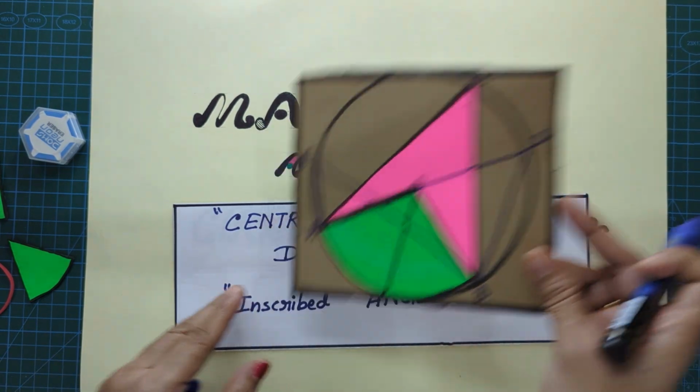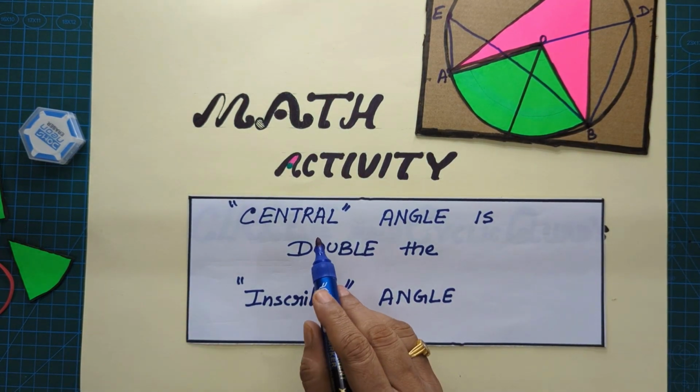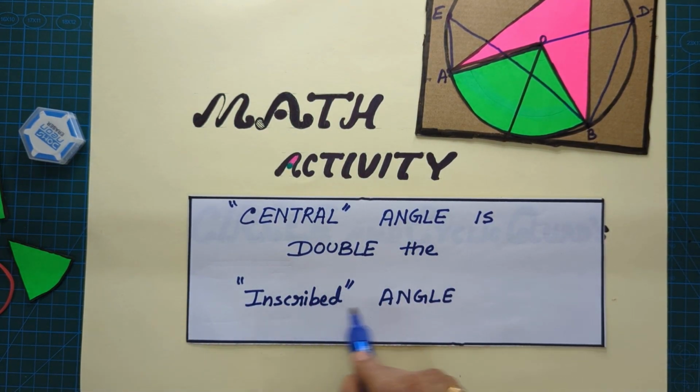So the final statement for this activity should be: the central angle is always double the inscribed angle, and the inscribed angle is half of the central angle.